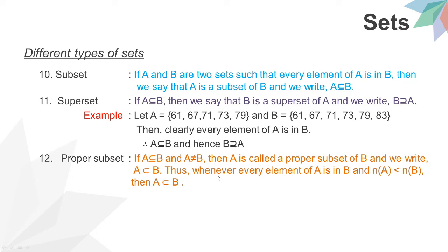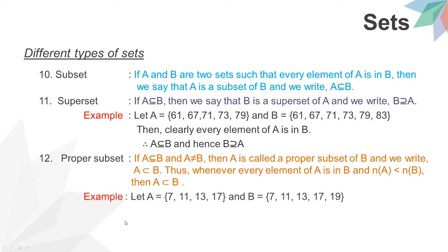Thus, whenever every element of A is in B and n of A is less than n of B, it is a proper subset. Why? n of A is a cardinal number. n of A means 1, 2, 3, 4, 5, so 5 are there. Here 1, 2, 3, 4, 5, 6 are there. So B is greater according to this. Then A is a proper subset.